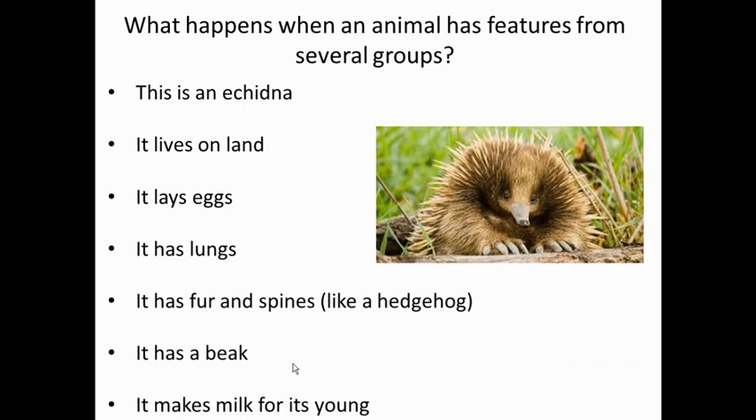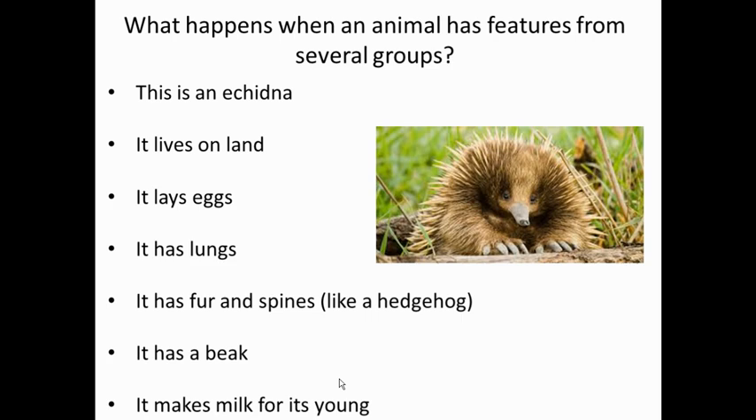And this is an echidna. It lives on land, it lays eggs, it has lungs, it has fur and spines like a hedgehog, it has a beak, it makes milk for its young. Okay, so again, this may be a bit confusing because it's got a beak and it lays eggs. Again, those are things that class it as a bird, but it doesn't have wings, and most importantly, it makes milk for its young. So an echidna is a mammal.